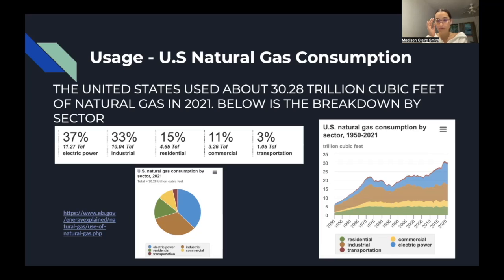And then on the right, we have the US natural gas consumption by sector from 1950 to 2021. So here you can see each sector's relation to each other from 1950 to 2021.